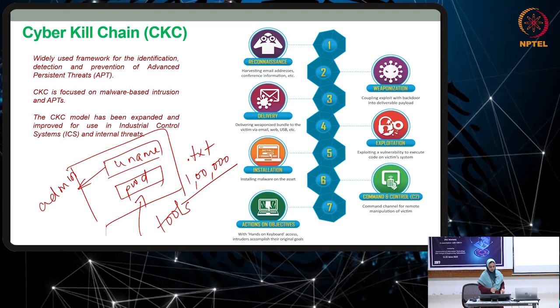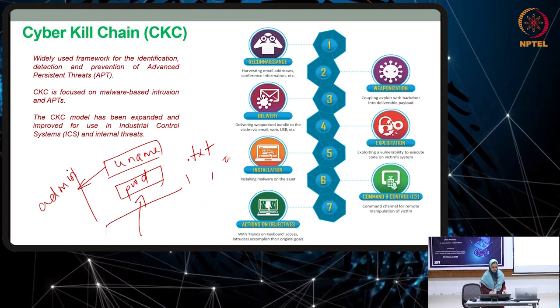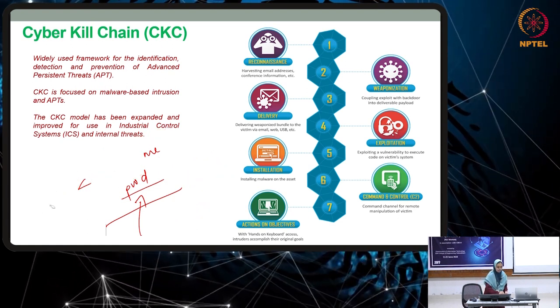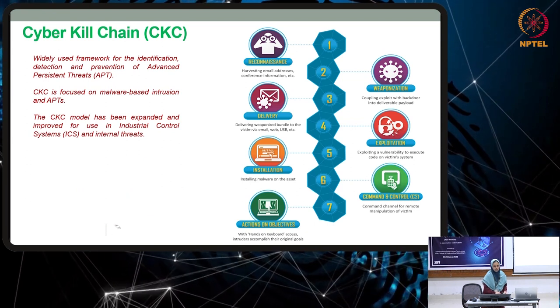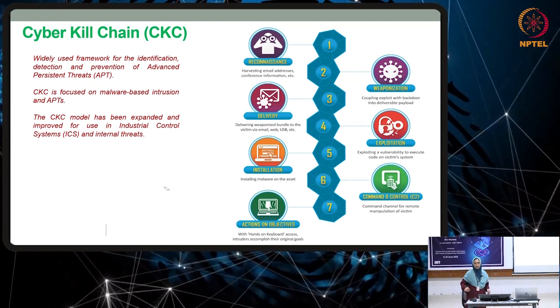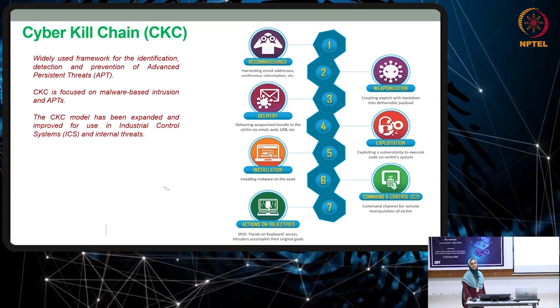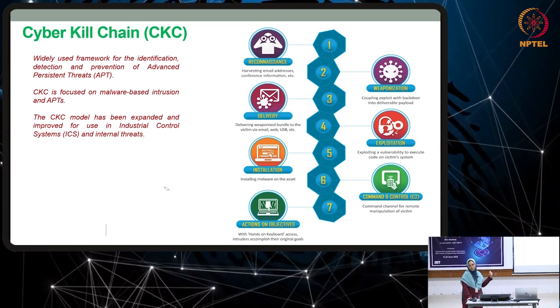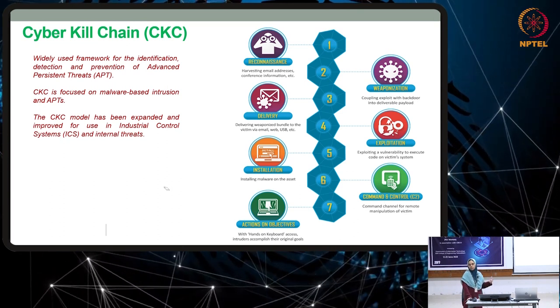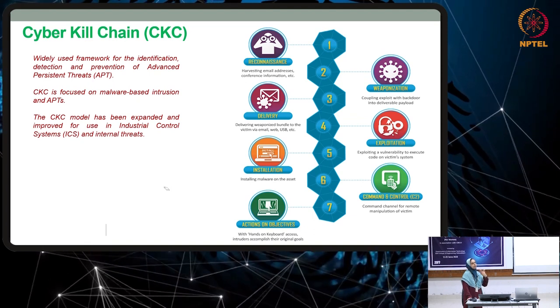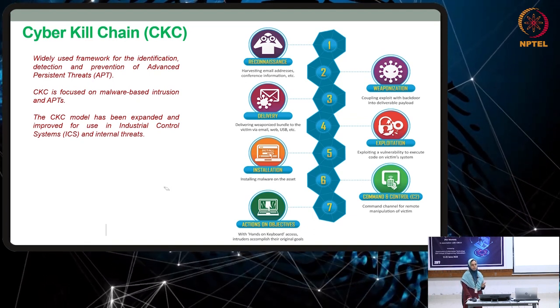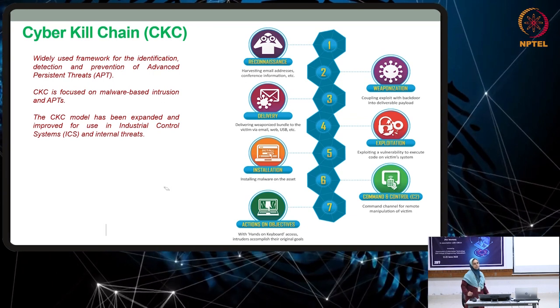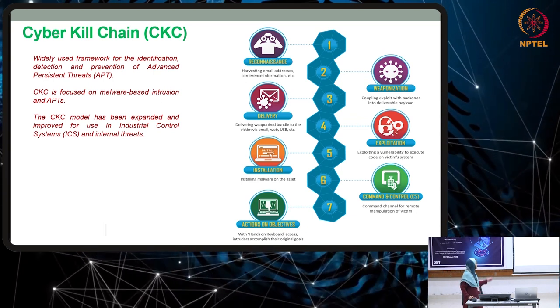So, yeah, we were discussing privilege escalation. Now, we will go to a methodology called the cyber kill chain. This methodology is widely used for identifying, detecting, and preventing APTs. What are APTs? We already know, right? Those are sophisticated attacks which internally use the zero-day attack concept, right? So, there are 7 stages of the cyber kill chain methodology, okay?